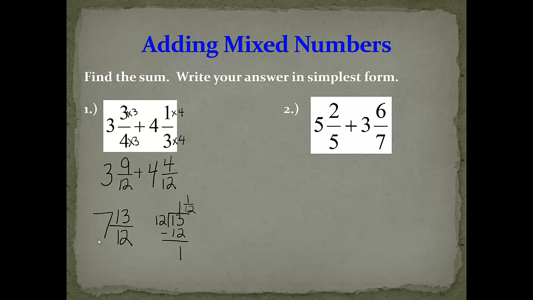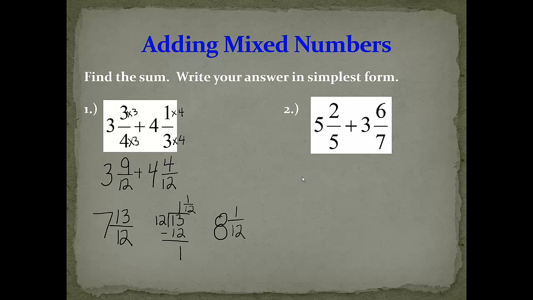But you can't forget that we already had 7 as our whole number. So now we need to take this 7, that's our whole number, and now the 1 that is also a whole number, and add them up. And 7 plus 1 is 8. And then we also have the 1/12 that is still left for our fraction. So 7 and 13/12 would equal 8 and 1/12.